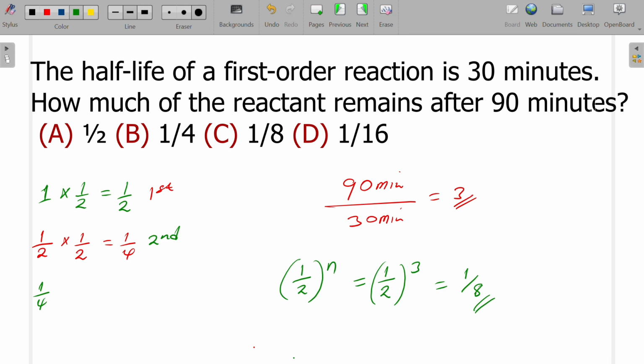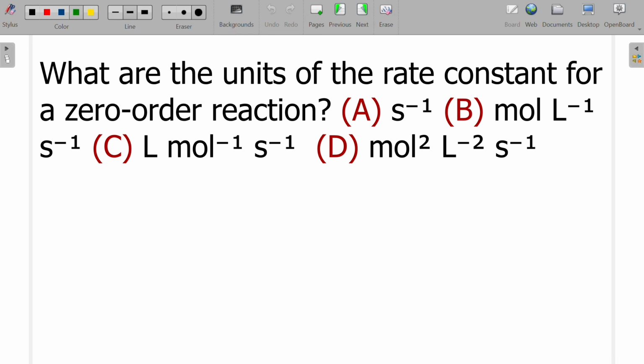So now we have 1 over 4 remaining after the second half-life. We get half of 1 over 4. That means we multiply by half. This will be equal to 1 over 8. So this is for the third half-life. So clearly we can see what remains after the third half-life. What remains is 1 over 8, which is the same thing we got on the other side. So our answer is C in this case again. So that's it for this question. Let's see what is next.